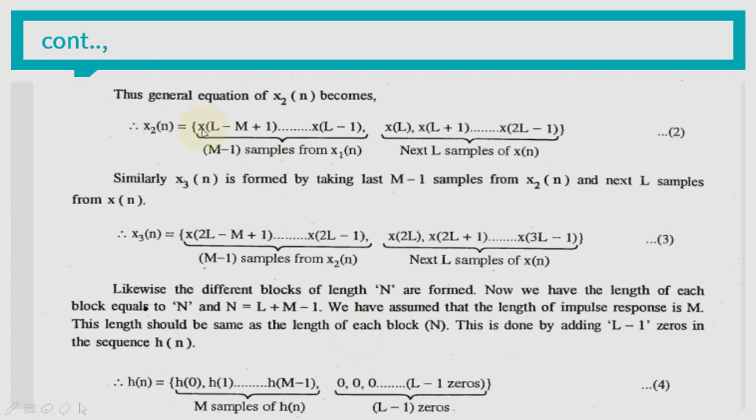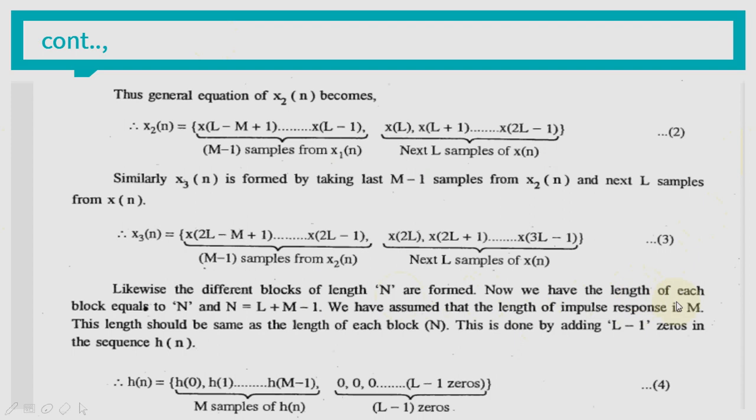So x2 of n is nothing but x of L minus M plus 1 up to x of L minus 1, that is M minus 1 samples from x1 of n and new L samples from x of n. Similarly, x3 of n will become x of 2L minus M plus 1 up to x of 2L minus 1, that is M minus 1 samples from x2 of n and new L samples from x of n. Likewise, the different blocks of length N can be formed.